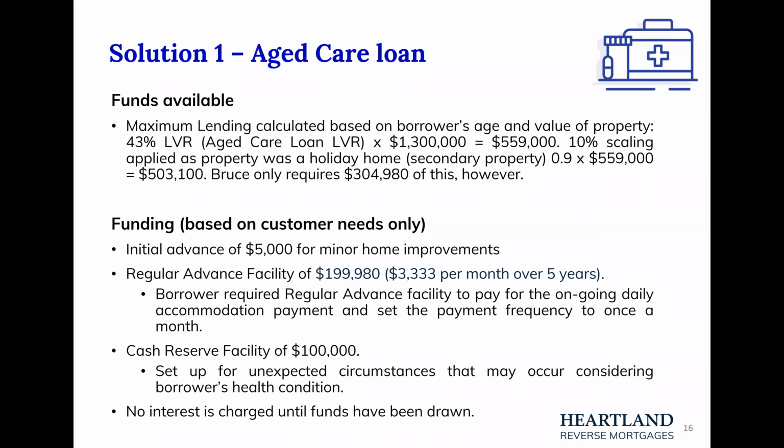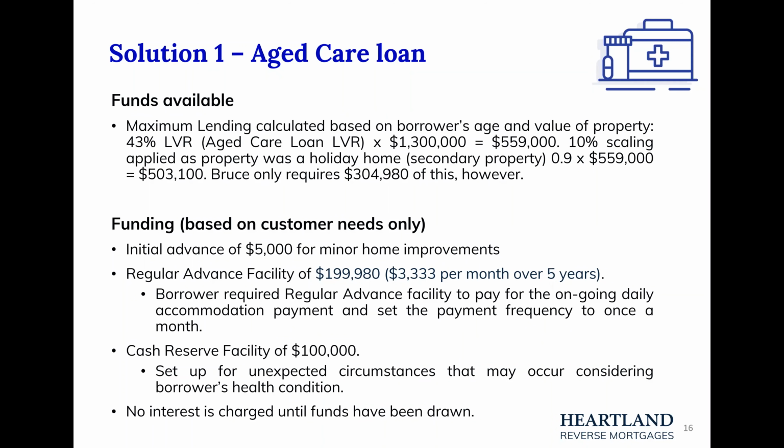So for the funding solution, which is based on the customer's needs, you take out an initial advance of $5,000 for minor home improvements. Regular advance facility, $199,980. As I mentioned, $3,333 per month over 5 years. And that's really used to pay those ongoing daily accommodation payments that I spoke a bit earlier about today, and set the payment frequency to once a month, which is when those payments are usually required to be made.